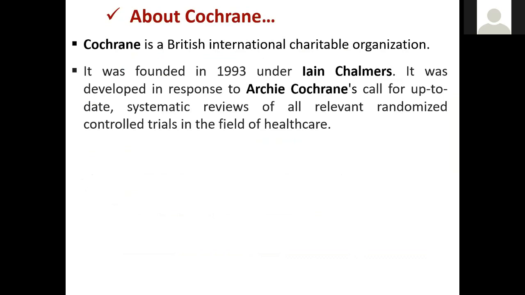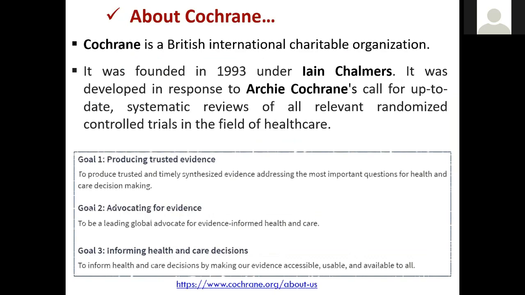We have been coming across this term Cochrane a number of times, right? So any discussion on systematic reviews is incomplete without Cochrane. Cochrane is a British international charitable organization. Previously, it was called the Cochrane Collaboration. It was founded in 1993 under Iain Chalmers. It was developed in response to Archie Cochrane's call for up-to-date systematic reviews of all relevant randomized controlled trials in the field of healthcare. And Cochrane has 3 goals: to produce trusted evidence, to advocate for evidence, and to inform health and care decisions.